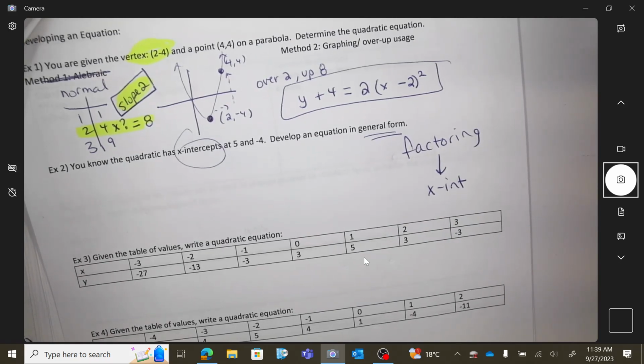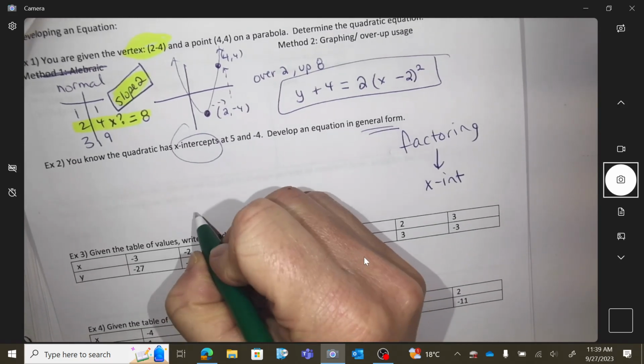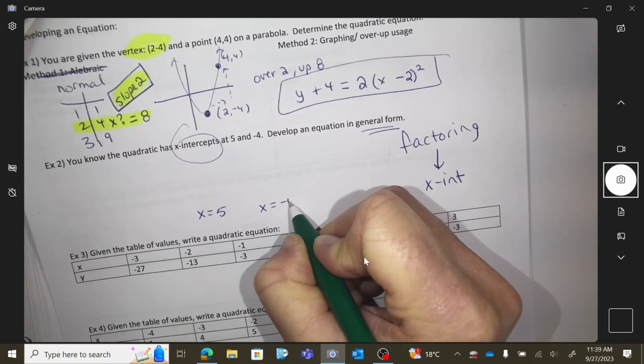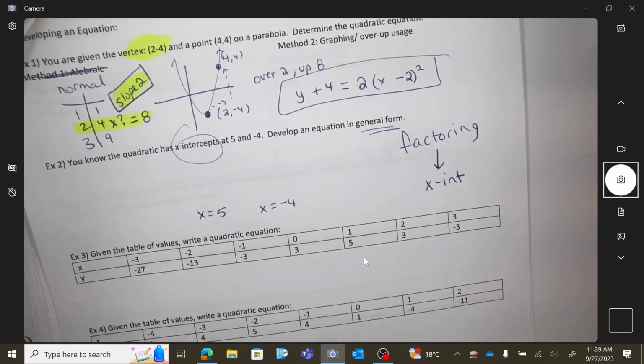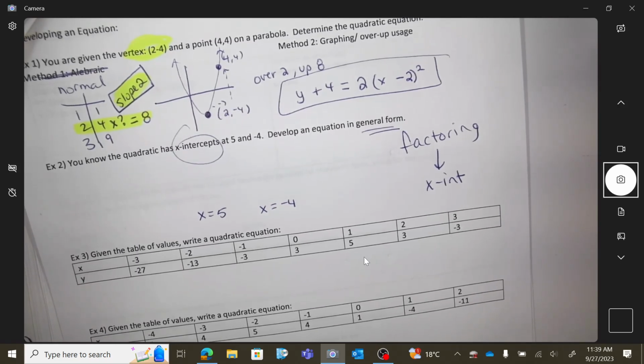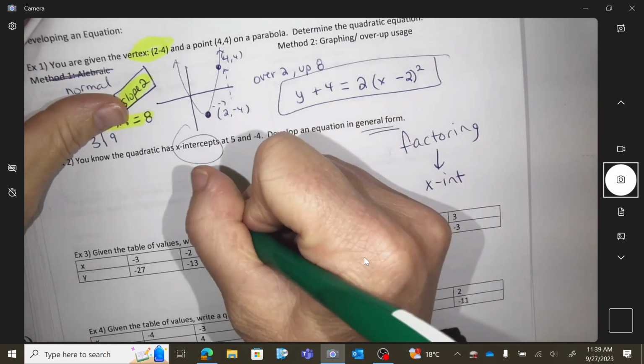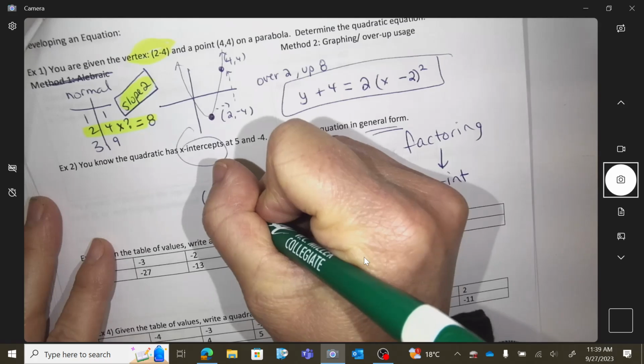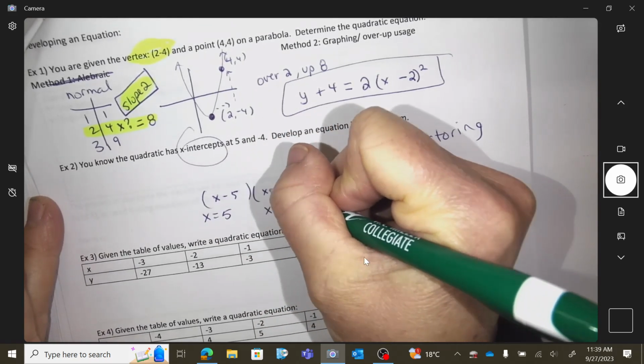Can you work backwards from that idea? Okay, so here I go. If x was 5 and x was -4, what were the factors above that then? We're working backwards. So what kind of factor? So like this. What had to be inside the brackets? x minus 5 and x plus 4.